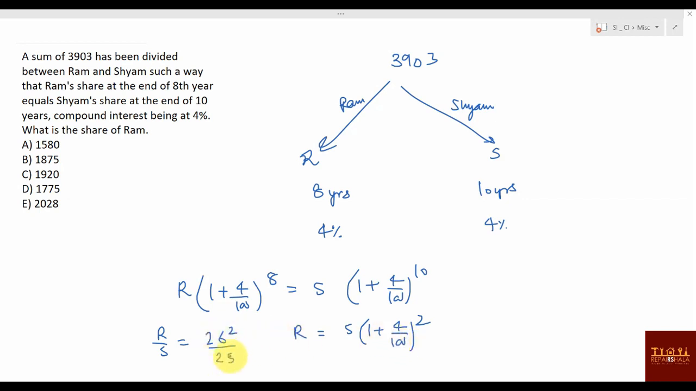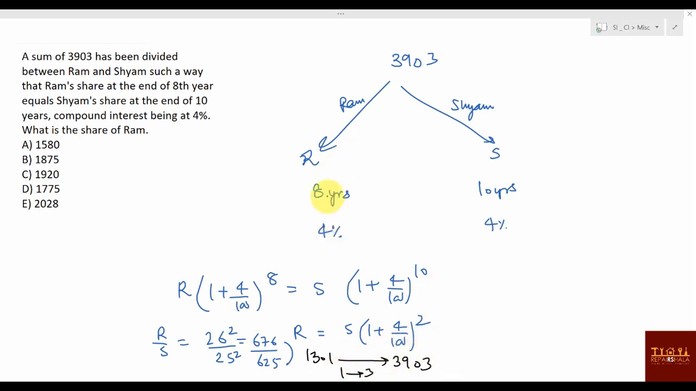26 square by 25 square. What is 26 square? That is 676. What is this? 625. If you add these, what will you get? 1301. So this value is 1301. 1301 corresponds to what? 3903. So 1 corresponds to 3.